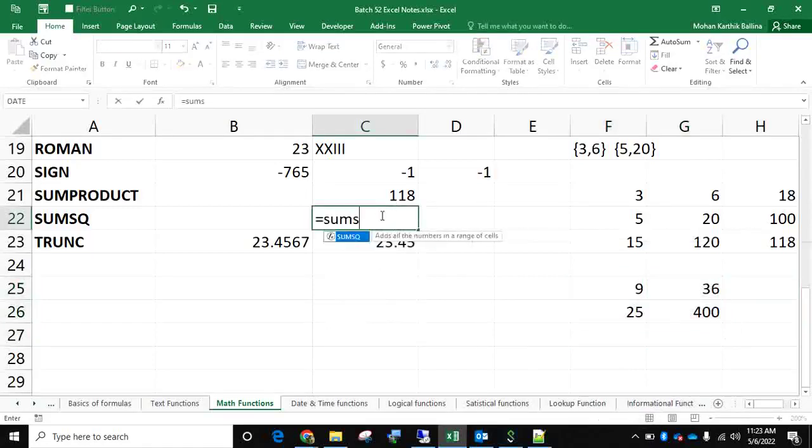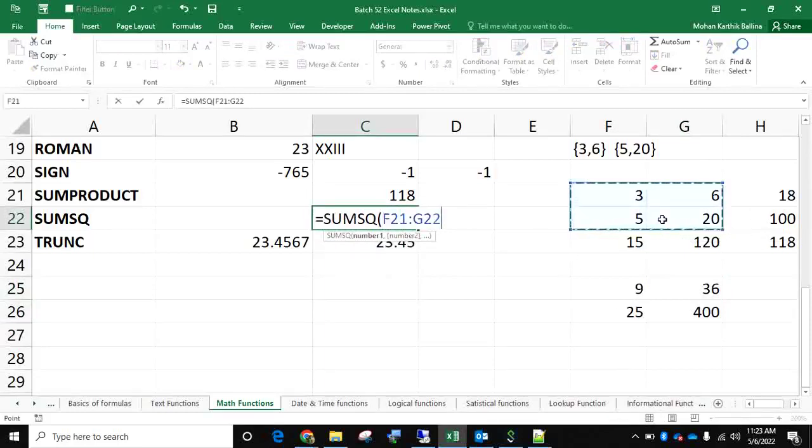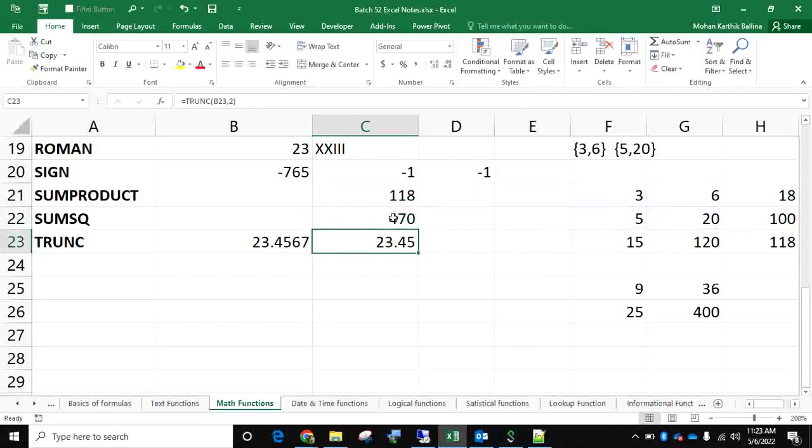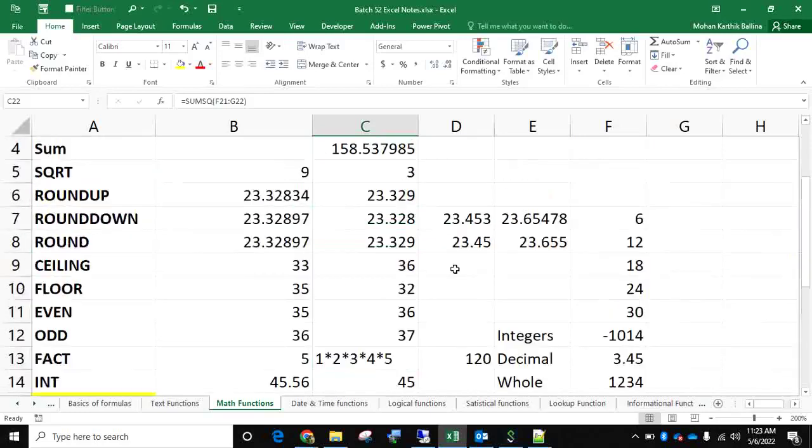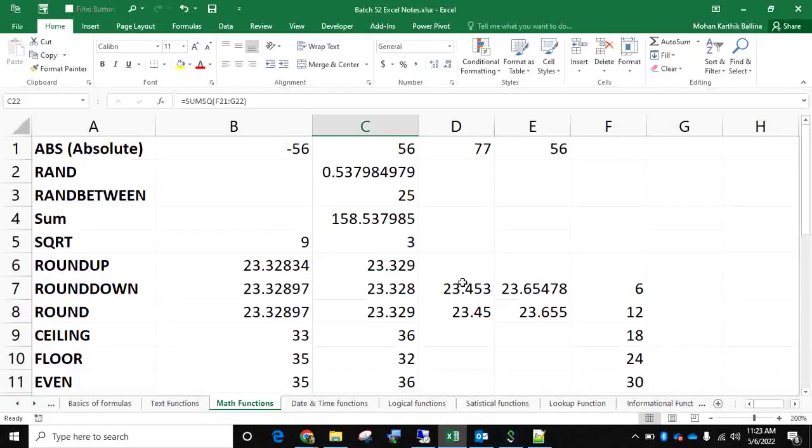We'll see sum square. First it will do the square, you got it right, sum square and sum product. Okay, first it will do the product, then do the sum. Okay, this is all about mathematical functions.